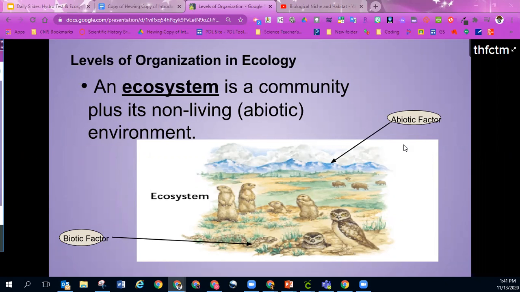We're talking about clouds, you could talk about mountain ranges, because it definitely changes the terrain in the area of that ecosystem. So it's dealing with the community, which are the living things that are in the area, as well as the abiotic or non-living factors that are in that particular environment.